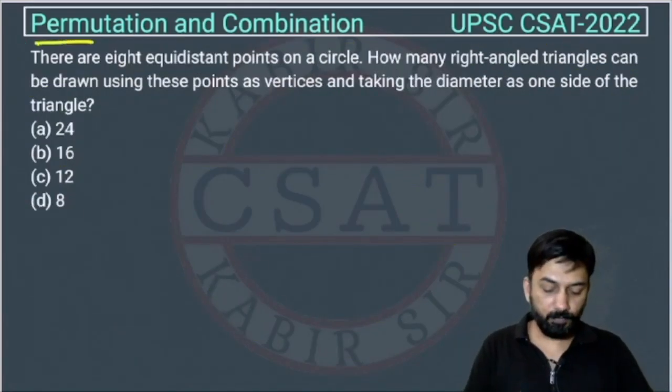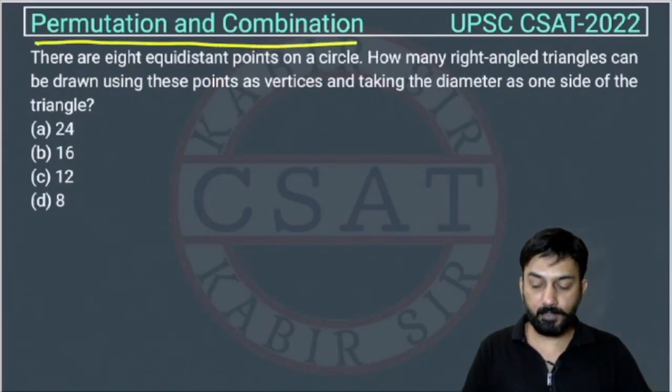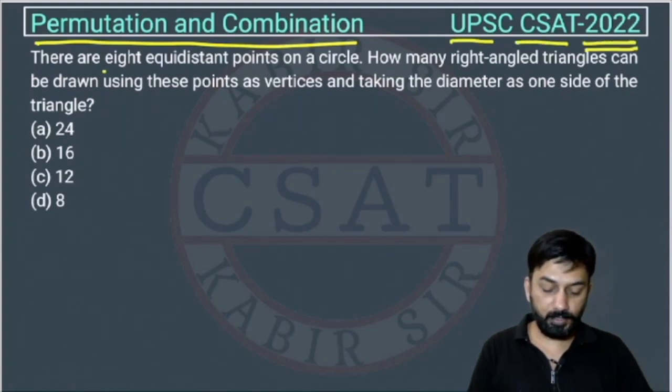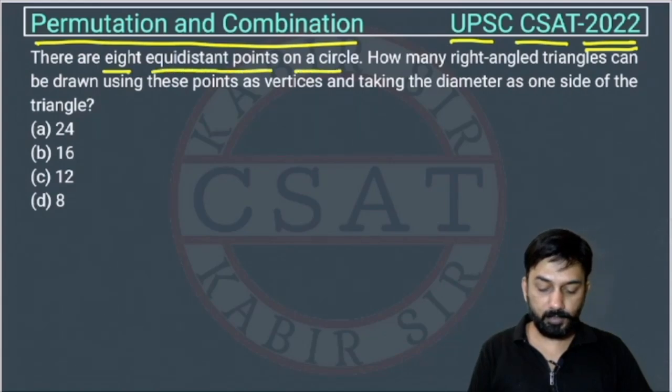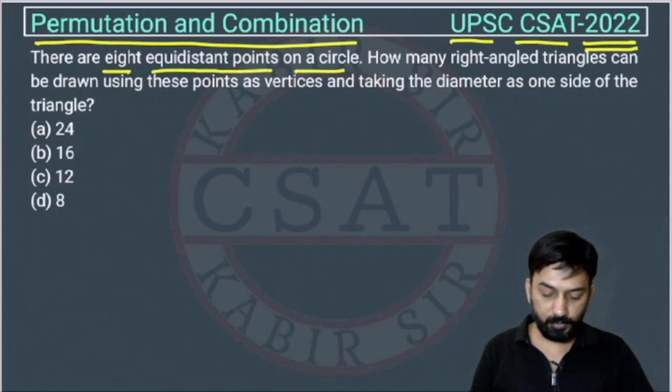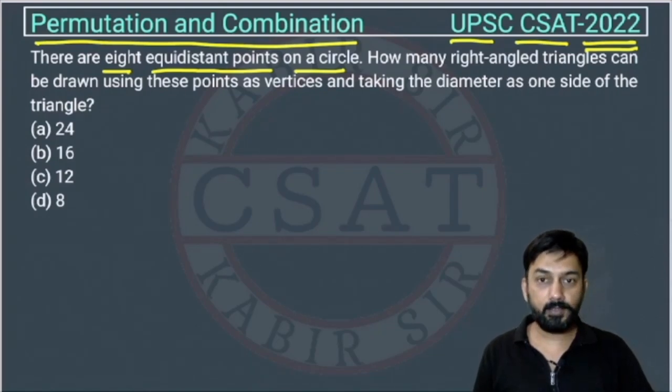So this is a question from the Permutation and Combination chapter asked by UPSC in their CSAT paper of 2022. There are 8 equidistant points on a circle. So this is a good question actually, you should focus on it. So the question is saying there are 8 equidistant points on a circle, right?